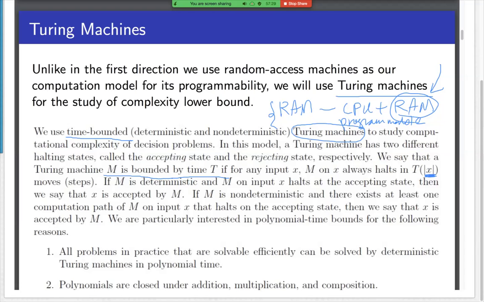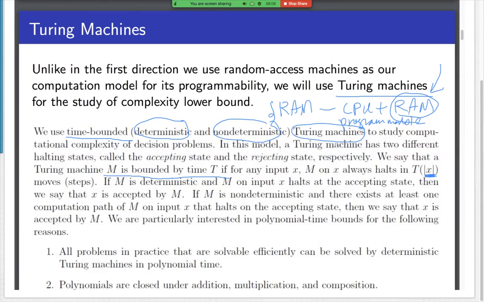Okay, so what's deterministic and non-deterministic? Deterministic just means that you always have a unique next move. Non-deterministic means that from the current situation, or from the current configuration, you have more than one choice to go to the next configuration. So that is non-deterministic. The only difference between deterministic and non-deterministic is the acceptance notion.